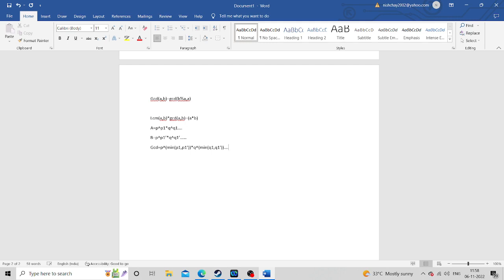Okay, so can everybody get why this is happening? Are you able to understand why this is true? The largest divisor would be the smaller power of both of them, right? Then only it will divide. Similarly, if I want to write LCM, so LCM would be equal to P to the power the maximum of both of them, P1 comma P1 dash, times Q raised to max Q1 comma Q1 dash.